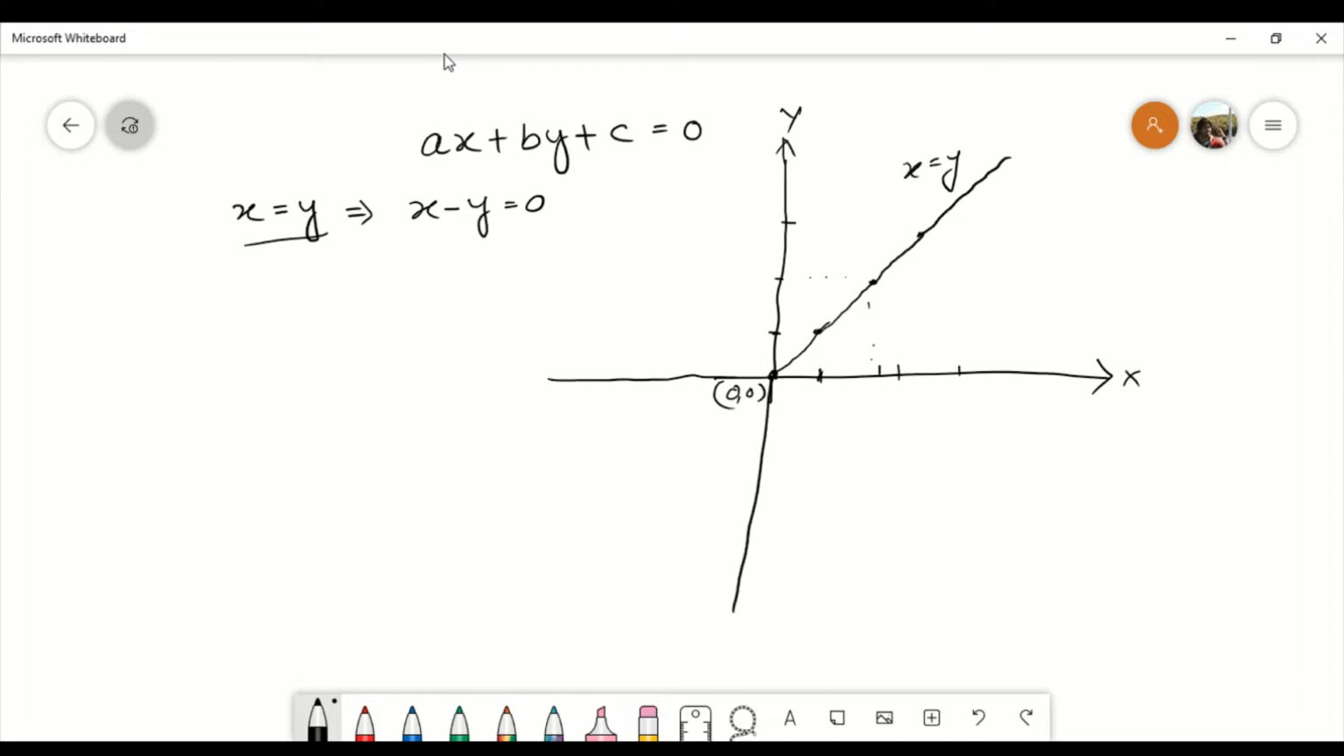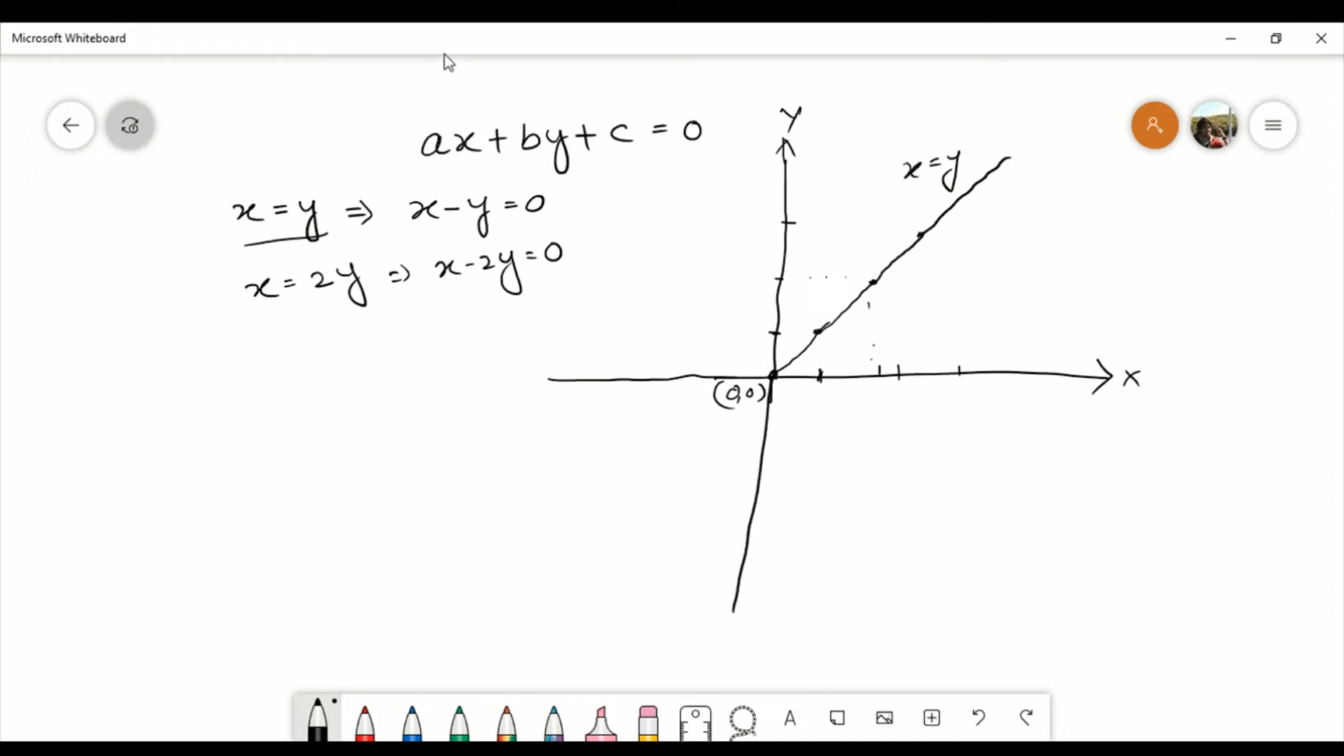So that gives us the hint that a linear equation in two variables will be a straight line when plotted on the x and y coordinate. Similarly, we can take another example. Let's say x is equal to 2y, which is nothing but x minus 2y equal to 0. So if we try to plot this, how can we plot this?